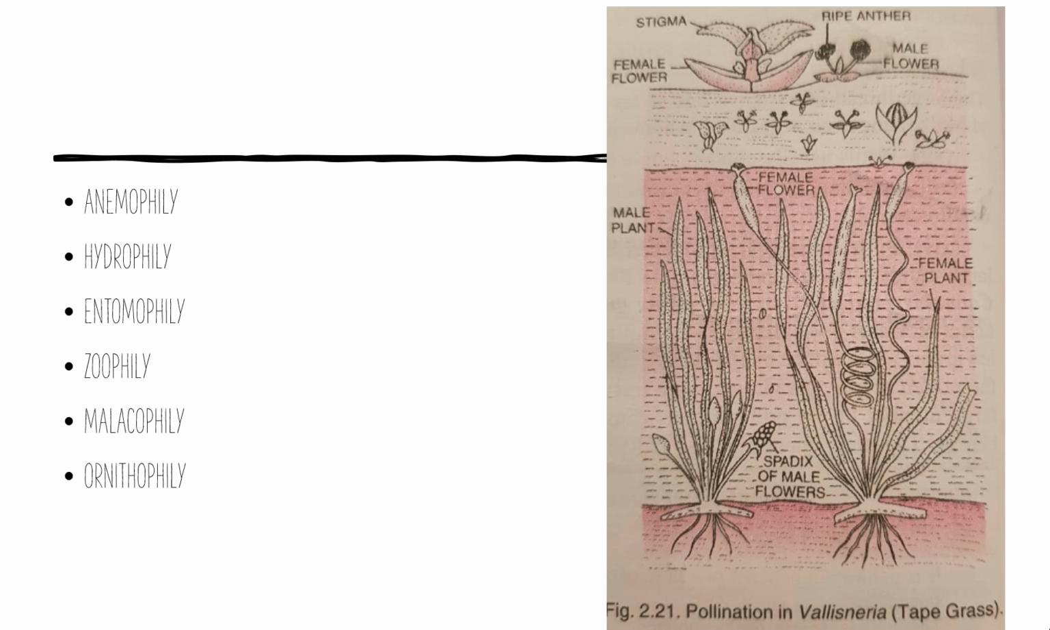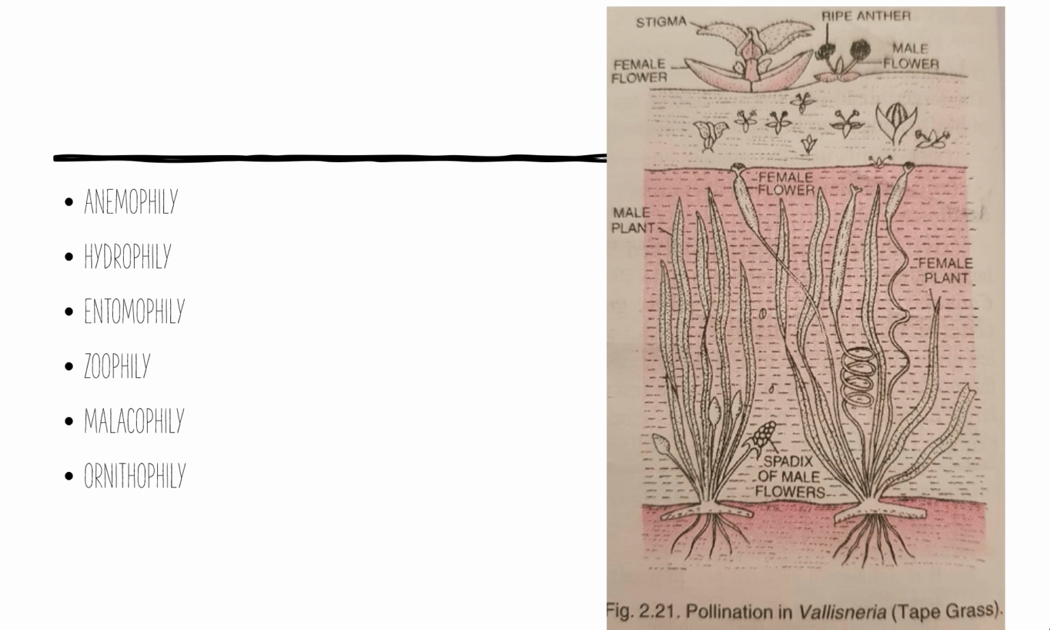Now next is hydrophily. Hydrophily is the mode of pollination, or transfer of pollen grains from the mature anther of a flower to the stigma of another flower, which is accomplished through the agency of water. In this type, flowers are small and inconspicuous, and pollen grains are naked without exine, but they have a mucilaginous cover so that they don't get spoiled in the water. The example we are watching is Vallisneria.